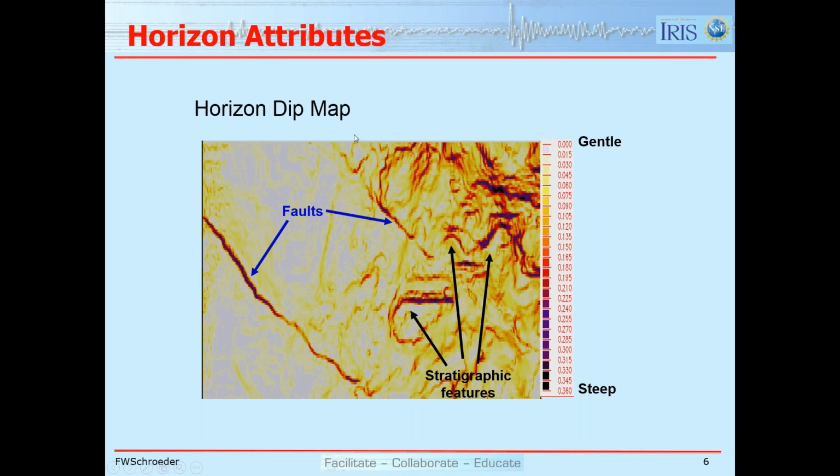So this happens to be a fault. There's another fault that cuts through here. And then there's kind of spaghetti on my plate here. Those are stratigraphic features. And a quick way to determine if something you see on a horizon dip map or other type of attribute maps is stratigraphic or structural, such as faults, is to look slightly above and slightly below.